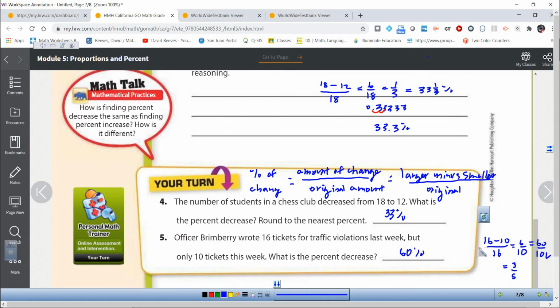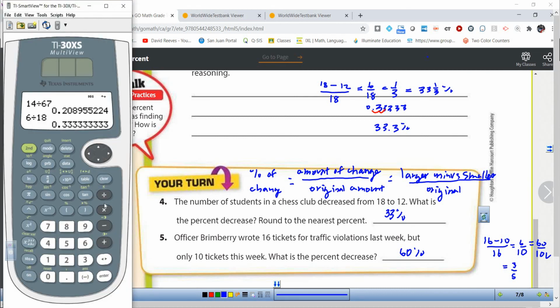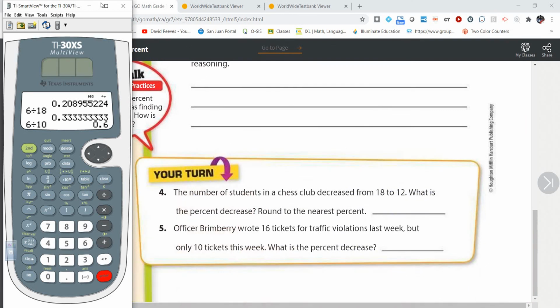See how memorizing things can help you actually do math faster. But again, if you did not recognize that, you could do 6 divided by 10. You will get exactly 0.6, right? Which gives you 60%.